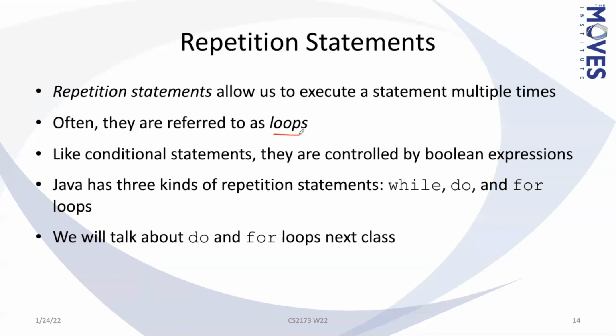The first programming language I learned was something called Fortran, which I wrote using punch cards. And the only loop they had was something called a do loop. And that was the moral equivalent of the for loop. Okay, so just like conditional statements, we control these with Boolean expressions.